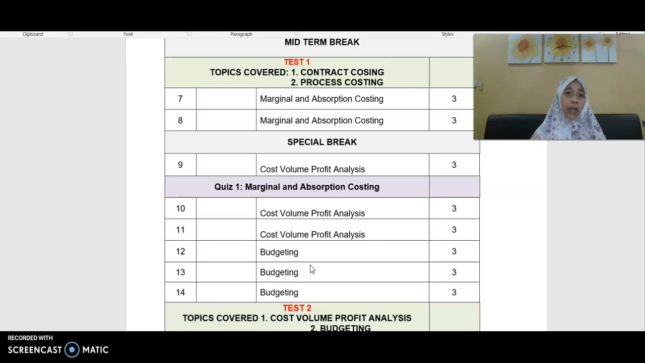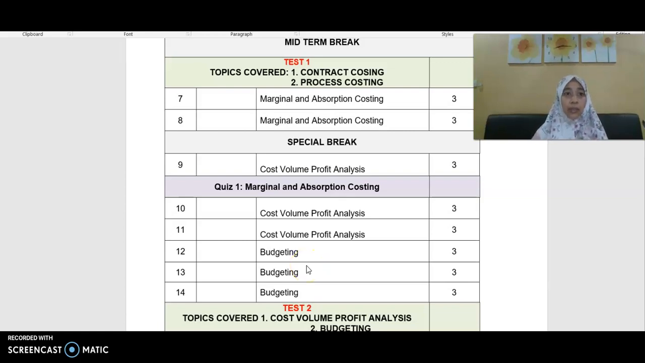Then you go into the elements of cost. You go backwards from the sales, then you move into how many units you need to produce. Then from that production, you go into detail on how much is the cost of your material, what about the labor, what about the overhead. So that goes under your budgeting.